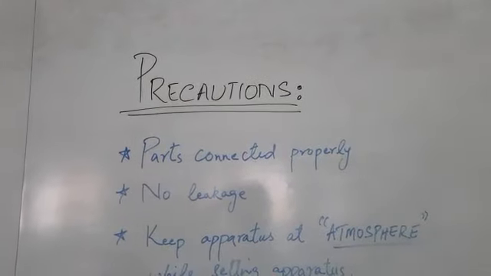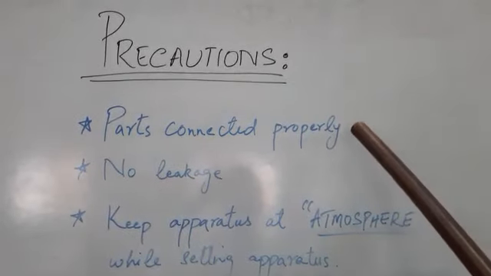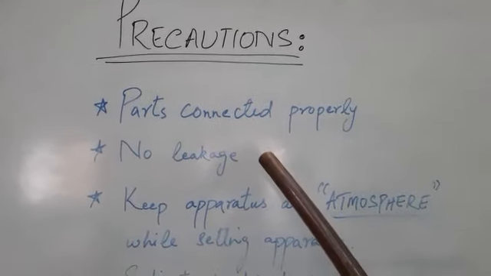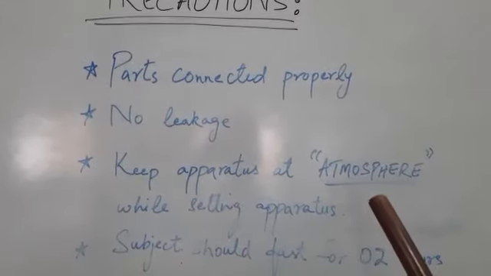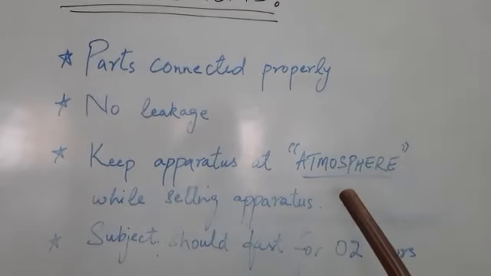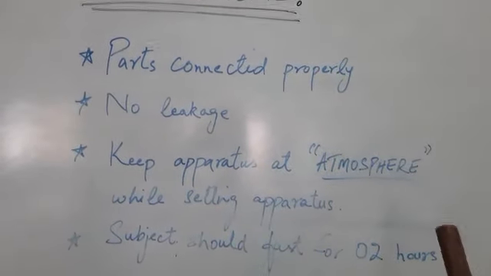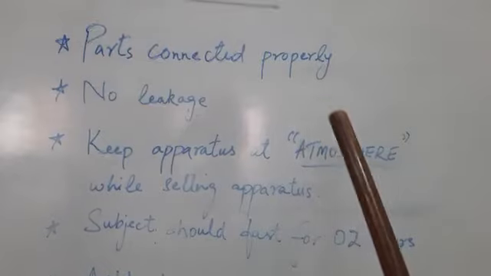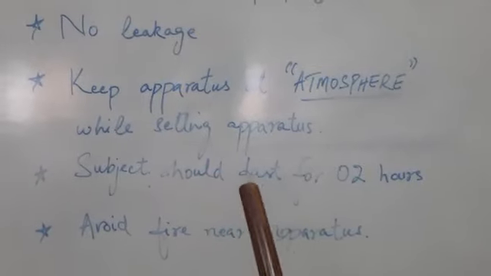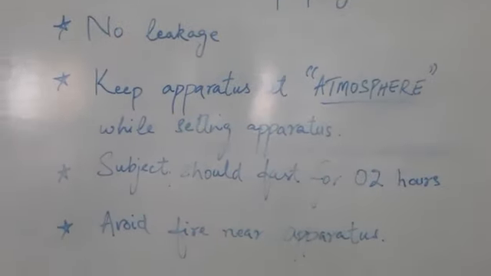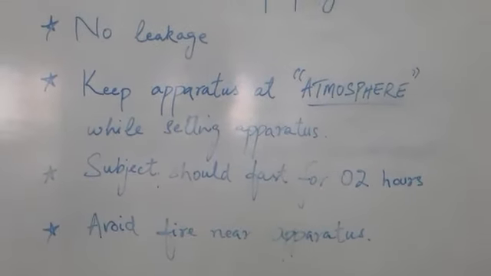There are various precautions that you have to take while doing the practical. The different parts of the apparatus should be connected properly. There should be no leakage in the pipes or the apparatus. While setting the apparatus, I'll tell you in the next video, next session, how to set the apparatus. So you have to keep the apparatus at the atmosphere. There is a lever which you have to set at the atmosphere while setting the apparatus. The subject should have fasted for at least 2 hours, and you should avoid the fire near the apparatus because it contains the oxygen, which is quite flammable.